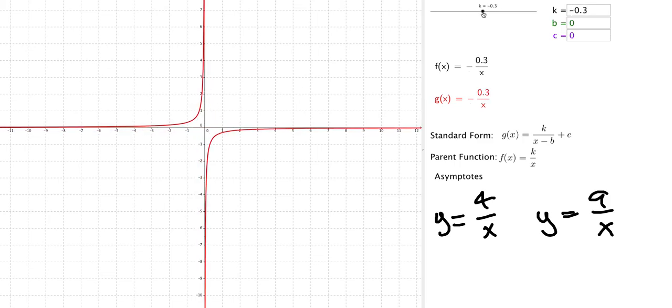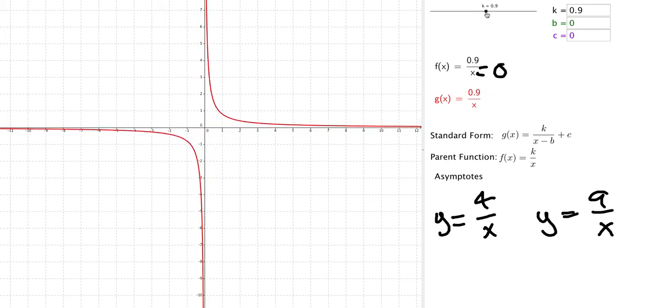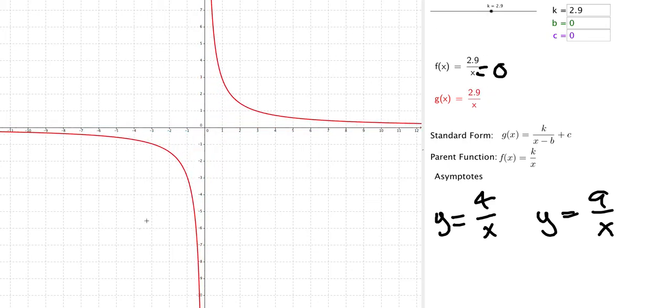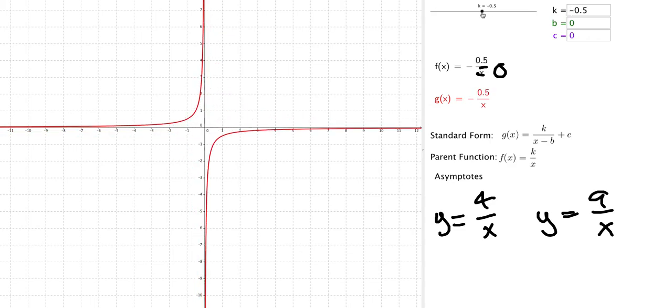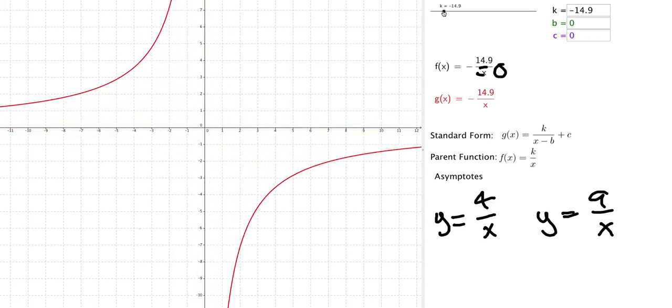If k was 0, let's plug in 0. You'd have f of x equals 0 over x, which is equal to 0. So if k is 0, you have the line f of x equals 0. That's what the red line is. Then when k becomes a negative number, it just flips. So instead of being in the first and the third quadrant, you are in the second and the fourth quadrant of the graph. And everything else behaves the same.